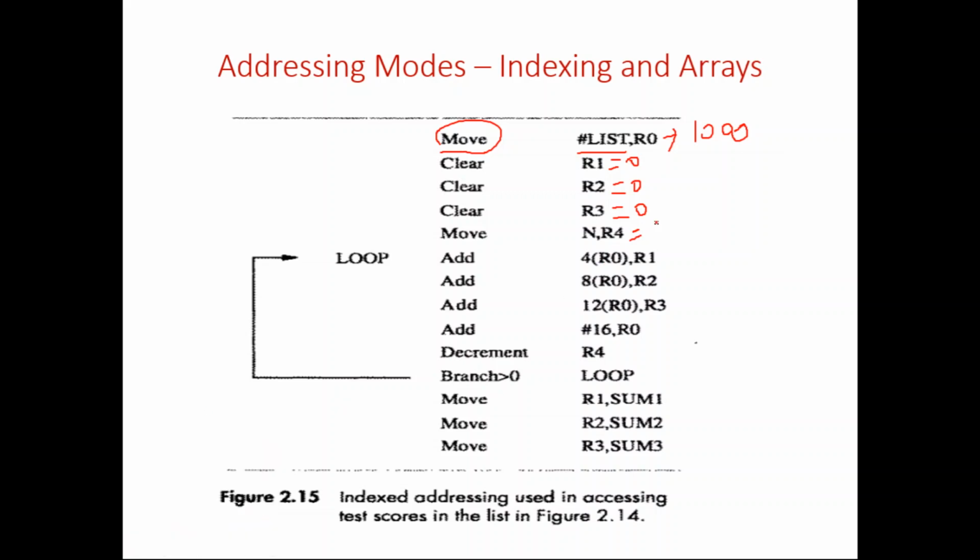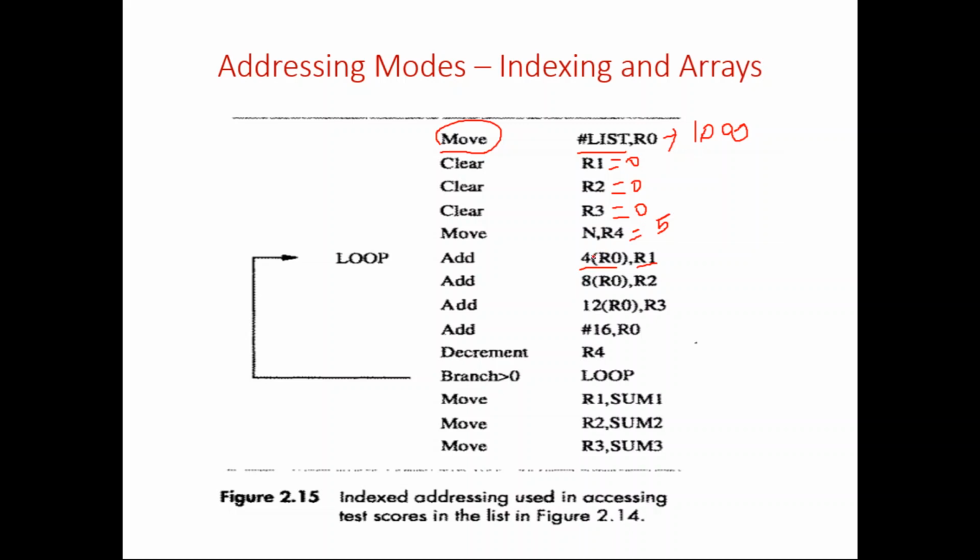Now we are applying indexed addressing: add 4(R0), R1. R0 within the bracket means it's an indirect addressing mode. The register R0 contains 1000, so it is acting like a pointer. It is referring to the location 1000.